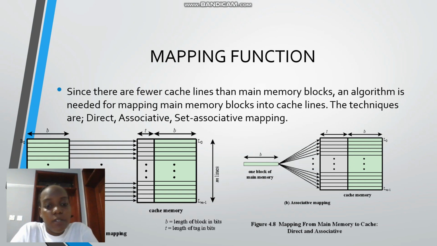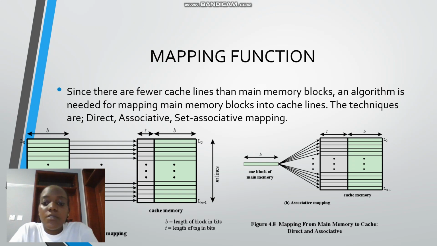Our first illustration here is for direct mapping, and the second one is for associative mapping. So direct mapping is where each block of main memory has only one possible cache line that it can be stored in.